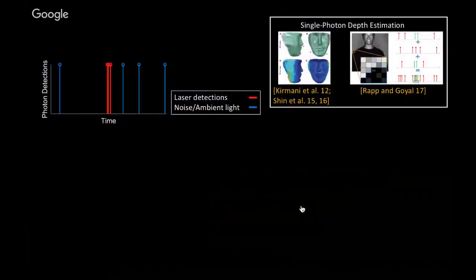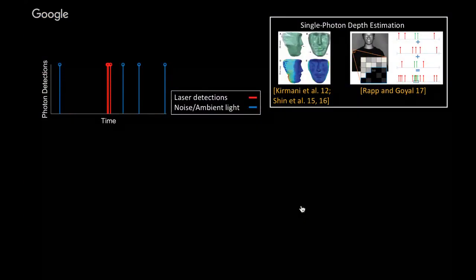Now, this concept of using SPADs for 3D imaging in very low-flux scenarios was first introduced by Kirmani et al. in 2012 in a paper called First Photon Imaging. And in that paper, they basically capture these very sparse histograms of information where you have a few photons due to a laser that you're sending light into the scene with, and a few spurious random photons due to ambient light that's also present within the scene. And the goal here is to try to figure out a way to identify the laser photons and basically filter out or censor out the noise and ambient photons that are present here.